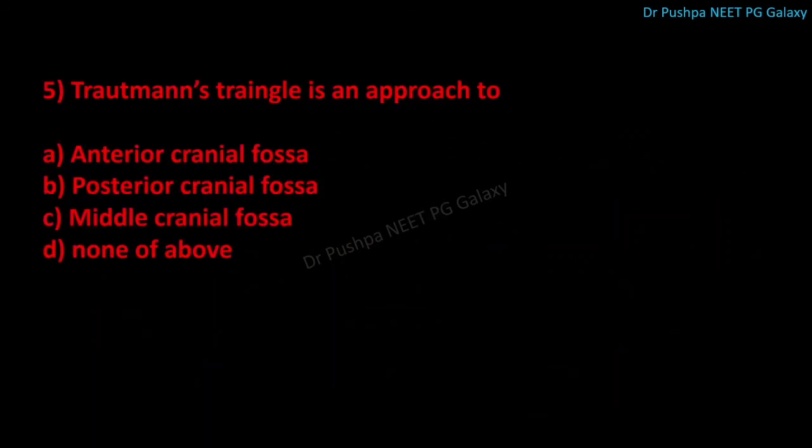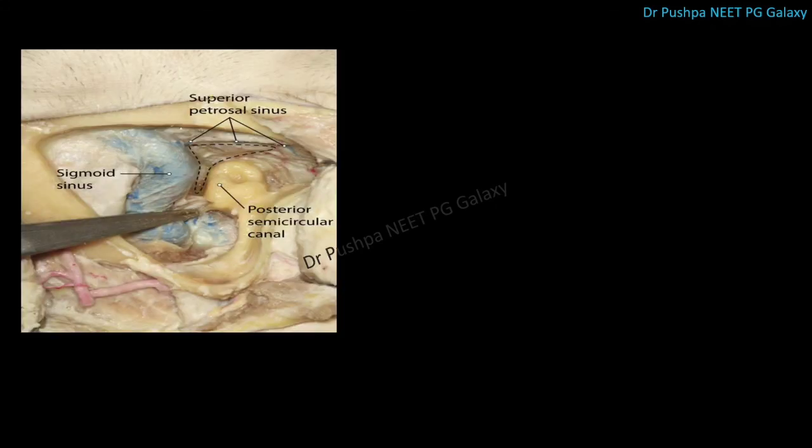The next question is, Trotman's triangle is an approach to anterior cranial fossa, posterior cranial fossa, middle cranial fossa, none of the above. The correct answer is posterior cranial fossa. What is this Trotman's triangle? So this is the Trotman's triangle. It is bounded superiorly by superior petrosal sinus, posteriorly by sigmoid sinus, anteriorly by bony labyrinth or posterior semicircular canal. So this is the anterior border, this is the posterior border, this is superior border. Through this triangle we can approach posterior cranial fossa.